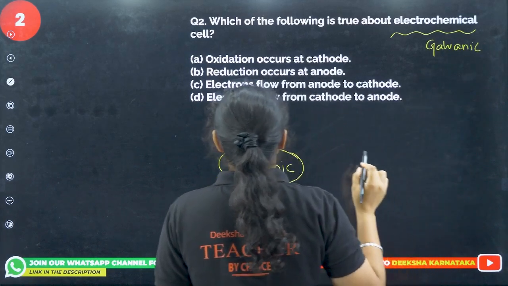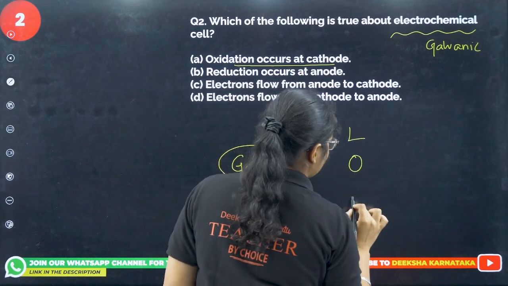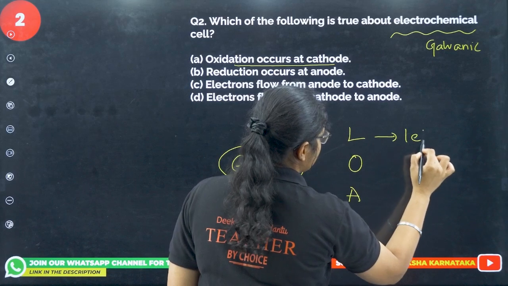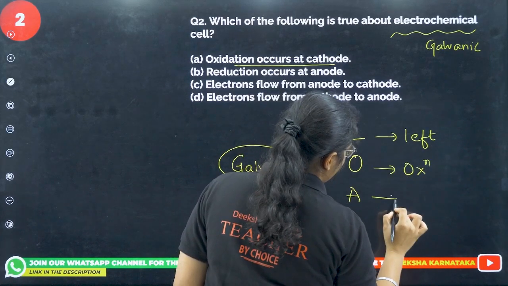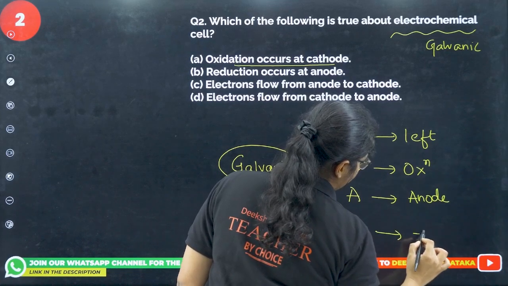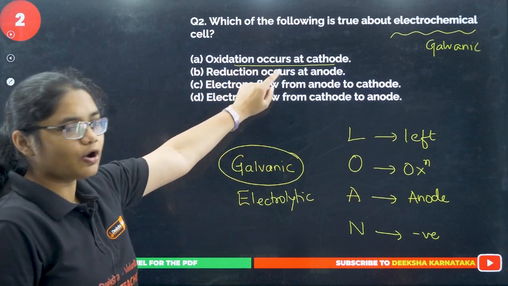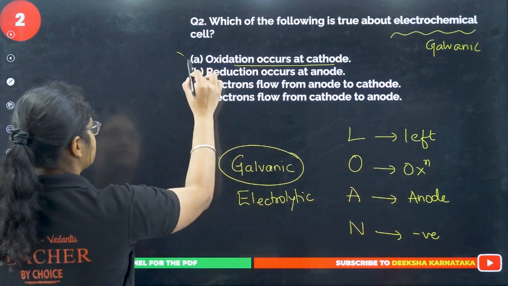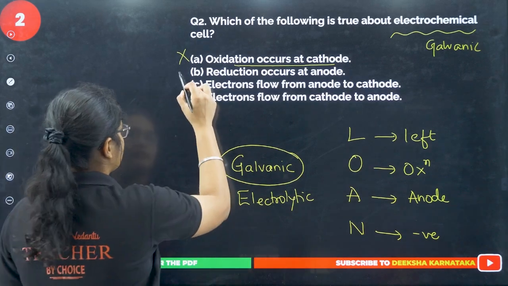Now, oxidation occurs at cathode? I have given you a mnemonic, if you remember, LONE. What does LONE stand for? Left: on the left side you have oxidation, then you have anode, and on the anode we have negative charge. So oxidation occurs at cathode? No, oxidation occurs at the anode, so this is a wrong statement. Then, reduction occurs at anode? No, reduction occurs at cathode.